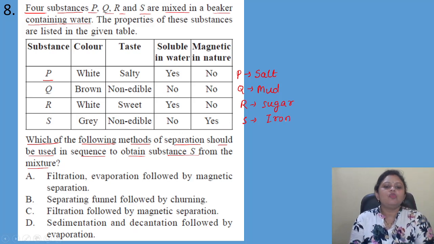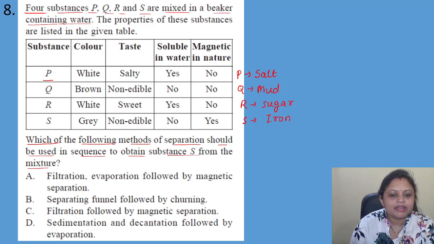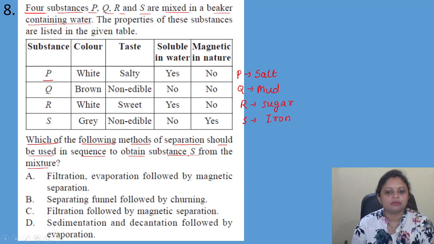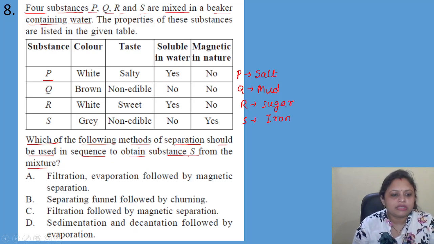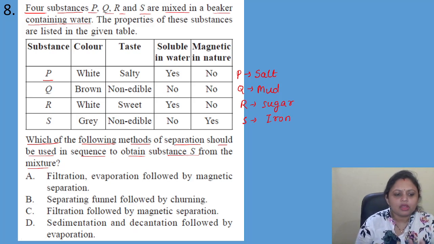Now we have to separate substance S from the mixture. We have to separate S from the mixture. Okay, now what we can do, see, here the salt and sugar are soluble in water.